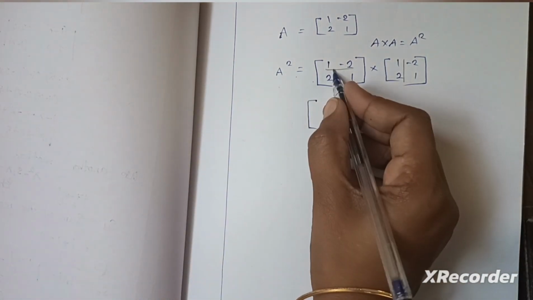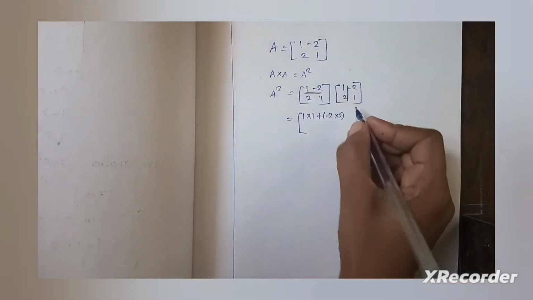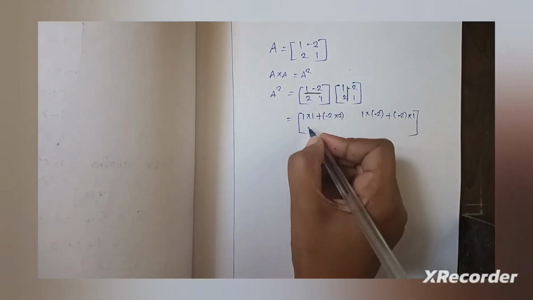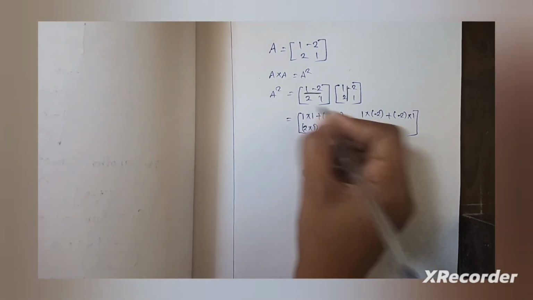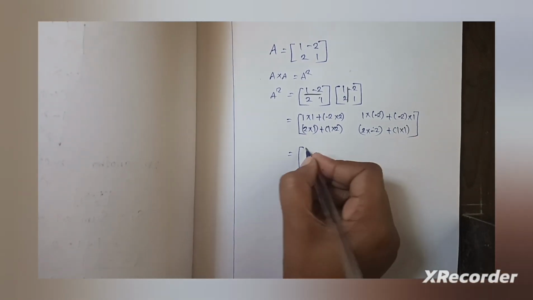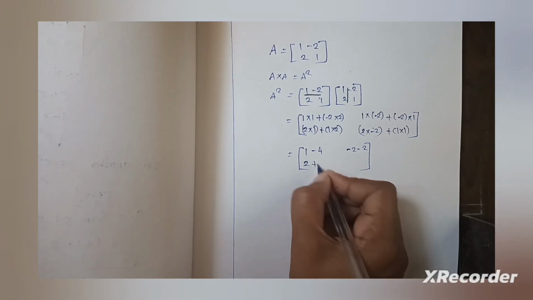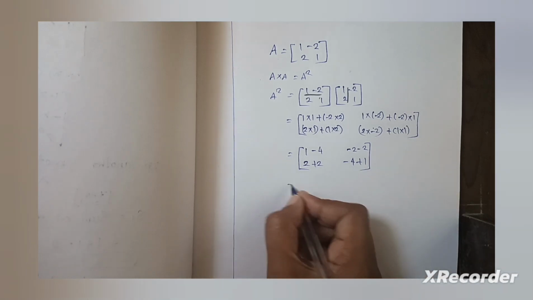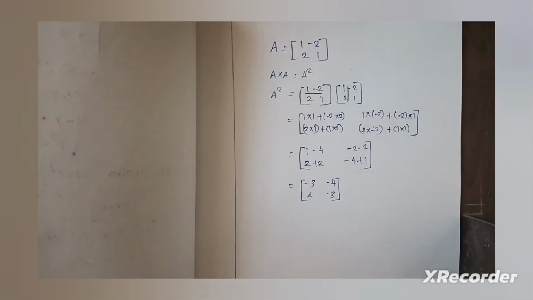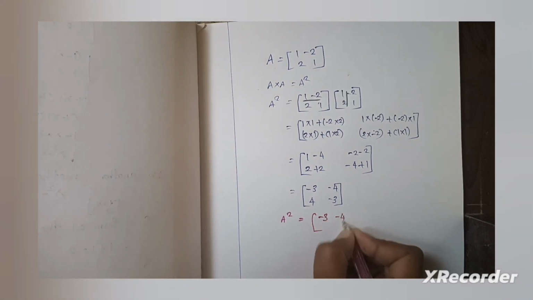Now let's see. 1 into 1 plus minus 2 into 2. Next, 1 into minus 2 plus minus 2 into 1. Next row: 2 into 1 plus 1 into 2. Next, 2 into minus 2 plus 1 into 1. We get 1 minus 4, minus 2 minus 2, then 2 plus 2, minus 4 plus 1. So minus 3, minus 4, 4, minus 3. This is A squared. A squared equals minus 3, minus 4, 4, minus 3.